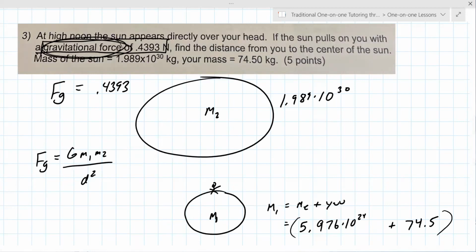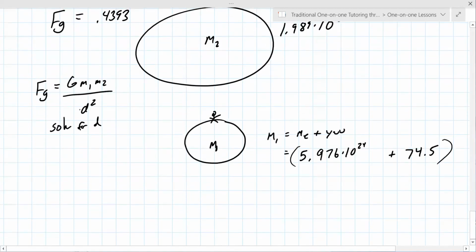What are they asking you to solve for in this question? The distance from you to the center of the sun. So D in this equation. So you have to solve this equation for D. Okay, so is that something you're comfortable doing?